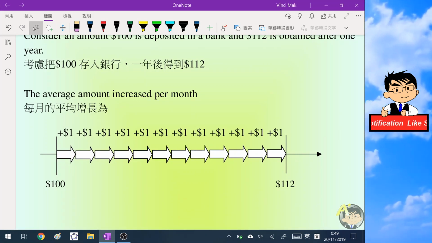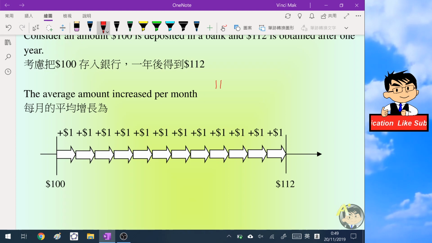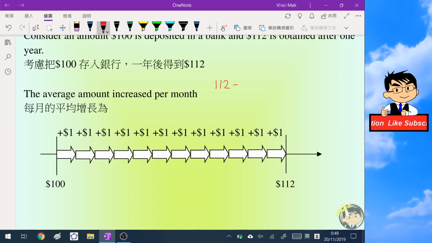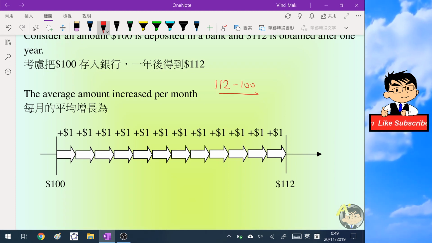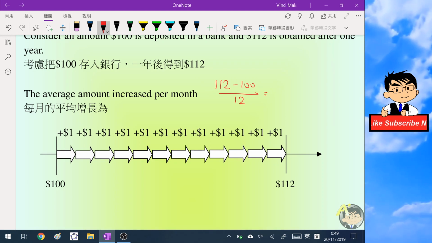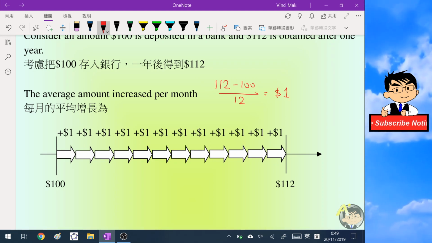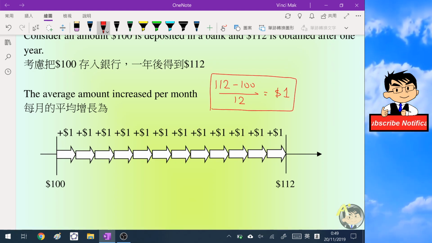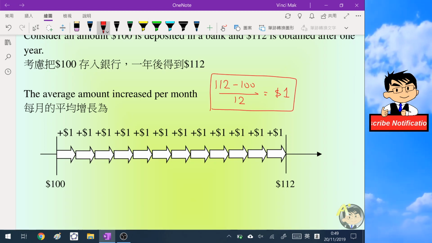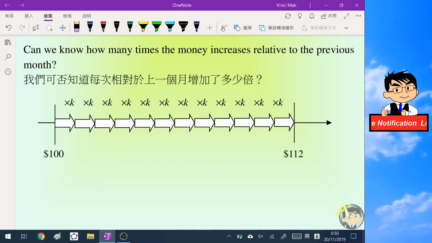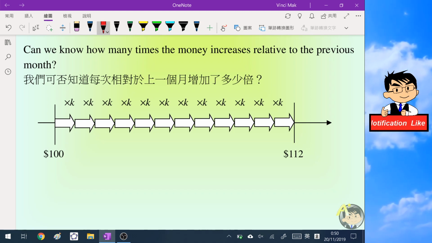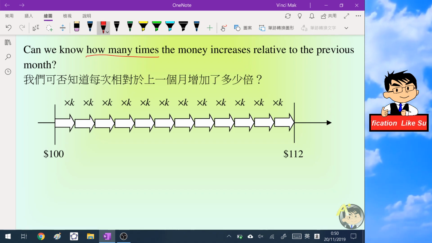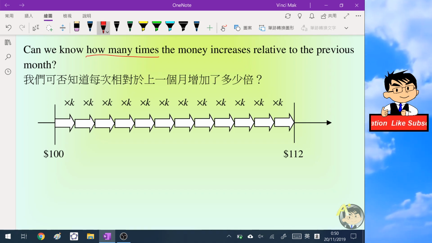We can easily calculate it by this formula: 112 minus 100, over 12, which is $1. This is the average increase of the amount. For the same situation, can we know how many times the money increases relative to the previous month?